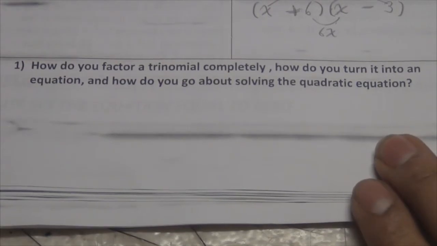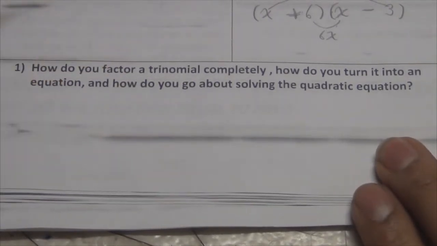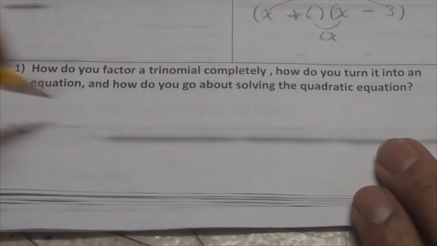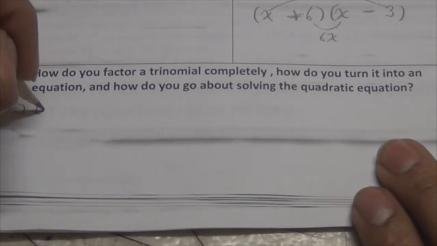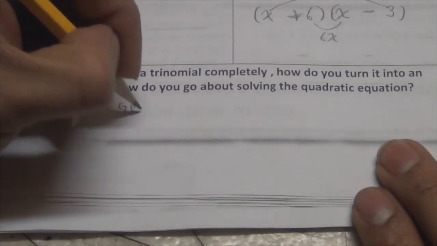Okay, last question. It says, how do you factor a trinomial completely? How do you turn it into an equation? And how do you go about solving the quadratic equation? Well, all the answers that you seek are in this handout. You could just refer back. So, how do you factor a trinomial completely? First, you look for GCF.